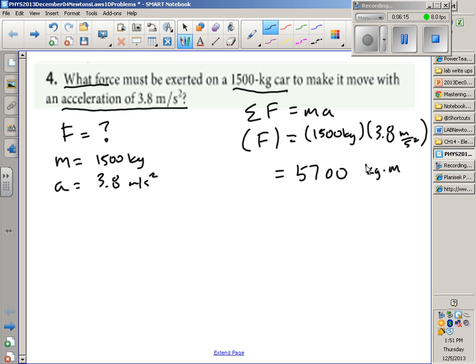The combination of those units ends up looking like this. Okay? Kilograms times meters over second squared. That's just the conglomeration of all these units, right? But we talked about on Monday that this combination of units, kilograms times meters over second squared, we represent with the capital letter N. So the answer to this question is 5,700 newtons, right? That combination of units is the combination that we use to represent newtons. Okay? Good there?